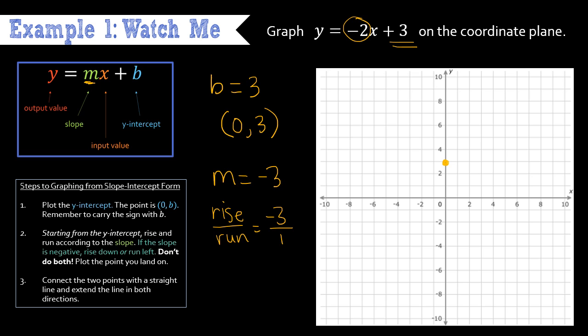So my rise is down 3. So I'm going to go down 1, 2, 3, and I'm going to go over 1. There's my run. Here is my second point. Now I have my line. I can go ahead and plug my 2 points in, and voila. There is my graph, just using the equation of this line that was written in slope-intercept form.